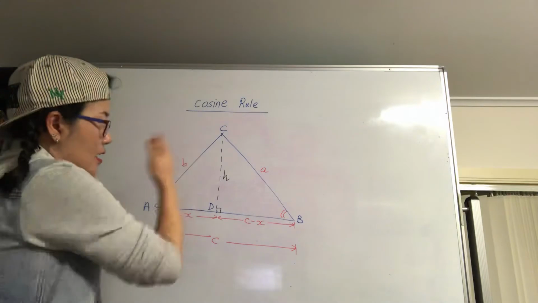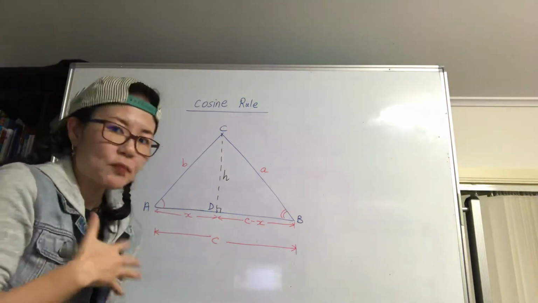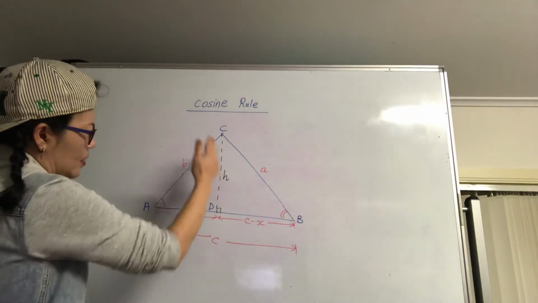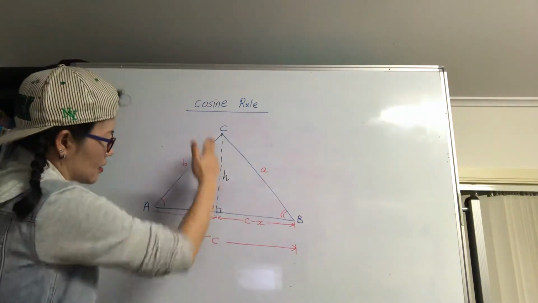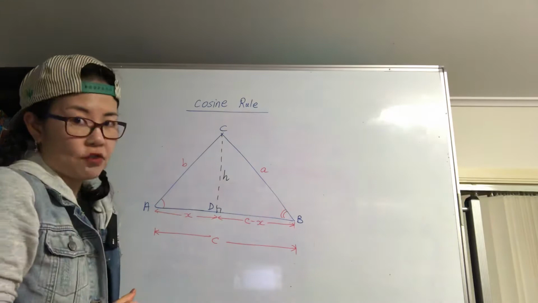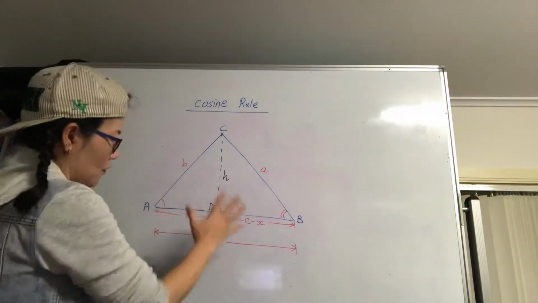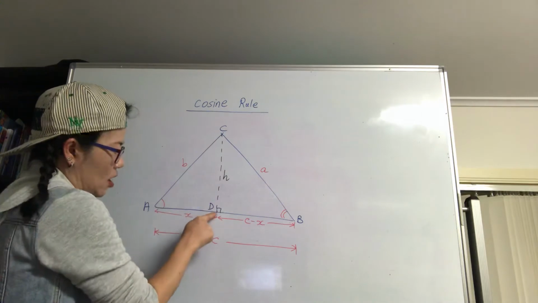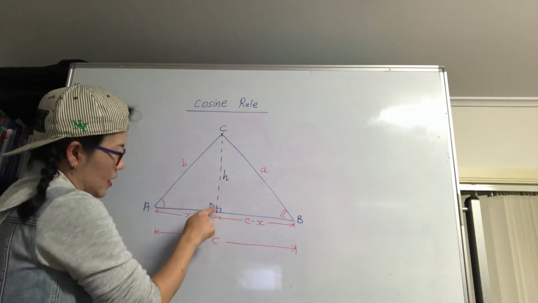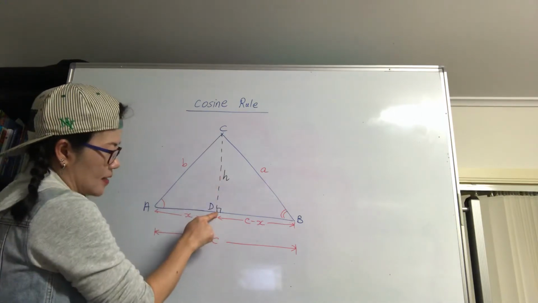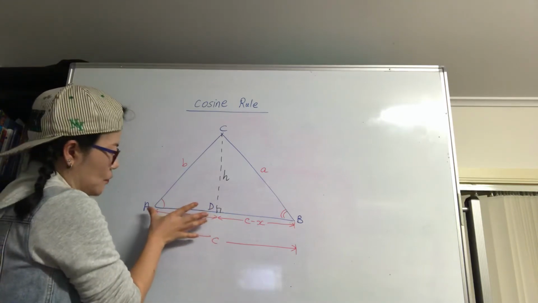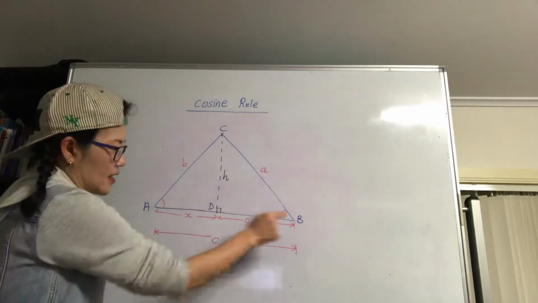Now, similar to the sine rule proof, I've got the right angle perpendicular to the base, and it creates the height of the triangle. So that's not too bad. So far similar. The only difference here is I put the end of the height. I've named this part D, and then I gave names for AD and DB.